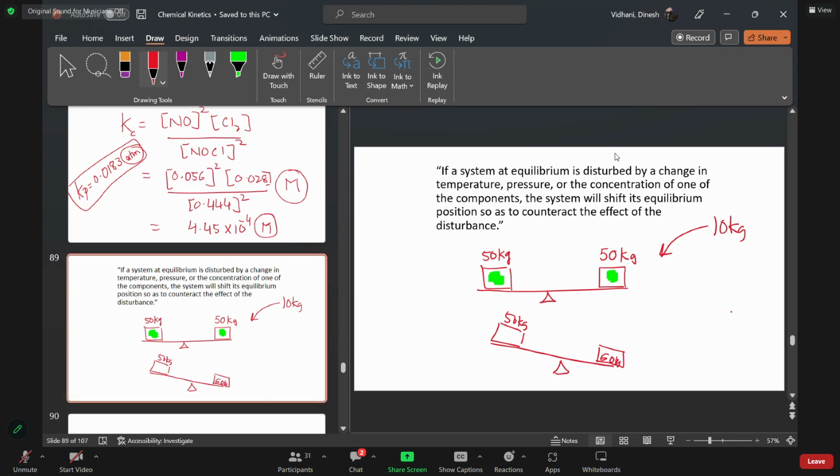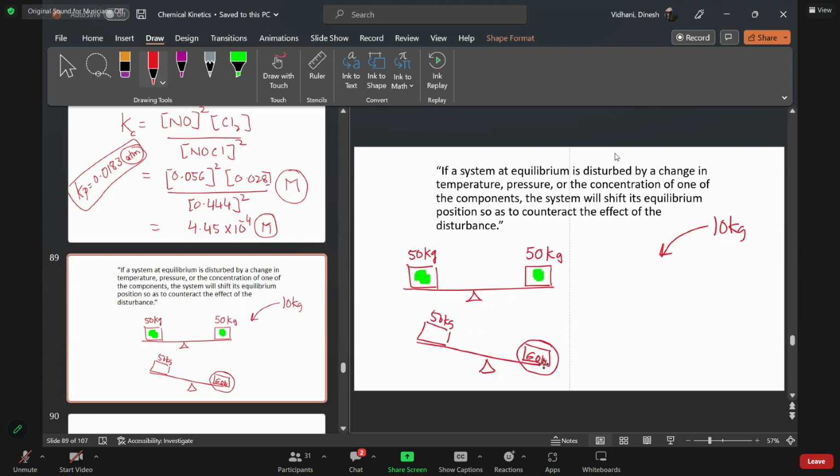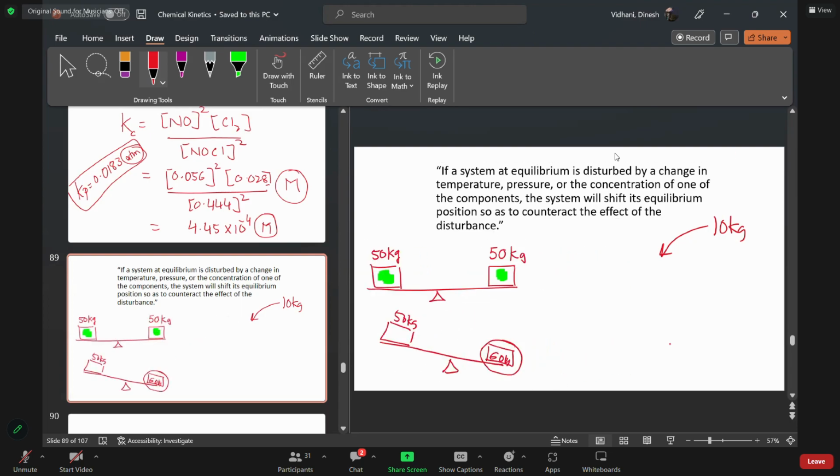Now, to gain the equilibrium back, which is 1-to-1, I need to transfer some of my weight, which is on the right side, to the left side. How much weight should I transfer to the left side so that it's equal on both sides? 5. 5, exactly. So now I'm going to transfer 5 kilograms, and when I do that, I regain my equilibrium. Only thing is, now I got 55 kilograms on the left and 55 kilograms on the right.